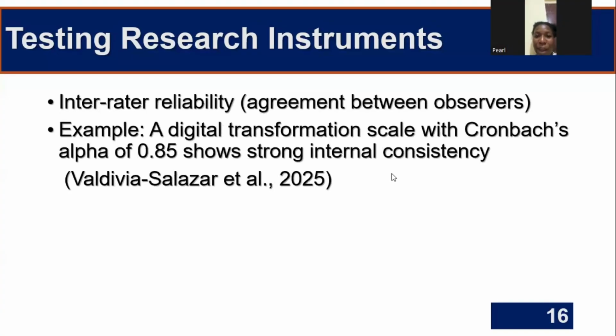Inter-rater reliability. This is the agreement between multiple observers. An example is a digital transformation scale with Cronbach's alpha of 0.85 shows strong internal consistency. Valdivia and Salazar et al.